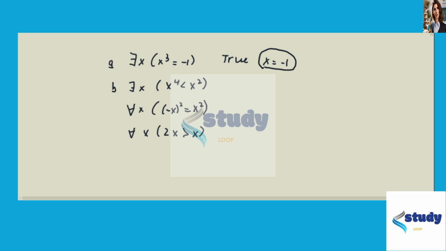All right, the next one says, there exists a real number x such that when you raise it to the fourth power, it's smaller than when you raise it to the second power. That's also true. Here's one, x equals 1/2. 1/2 to the fourth is 1 over 2, 4, 8, 16, 1/16. And 1/2 squared is 1/4. And 1/16 is less than 1/4.